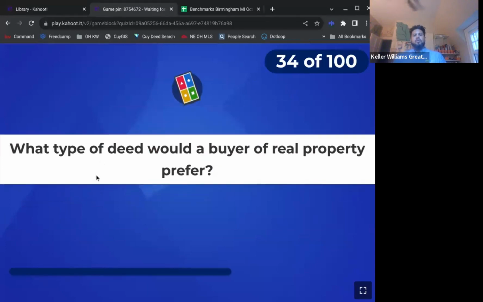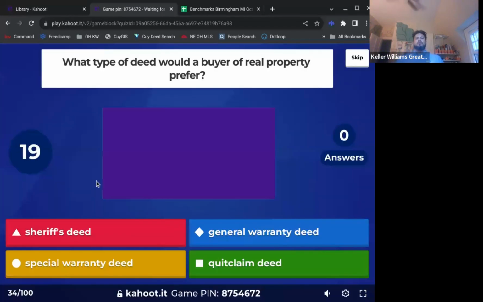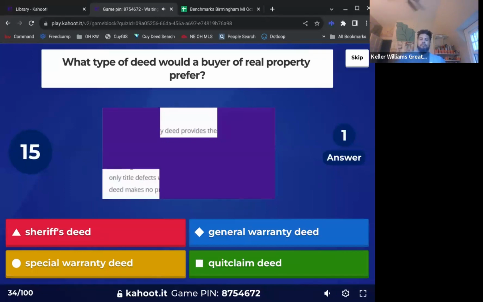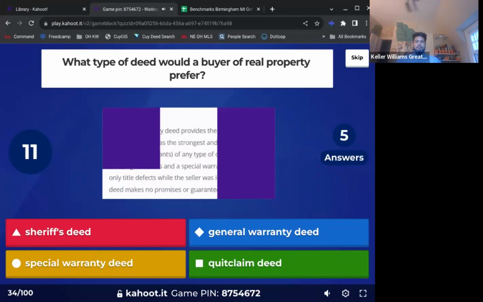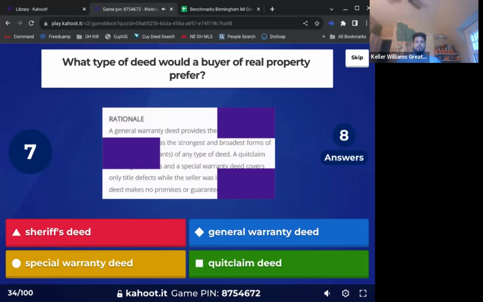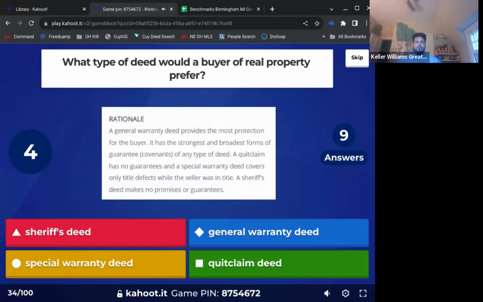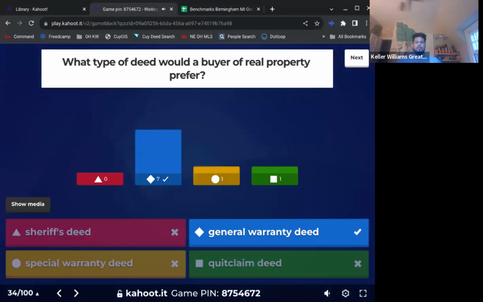What type of deed would a buyer of real property prefer? That's right, a general warranty deed. That is the most secure.